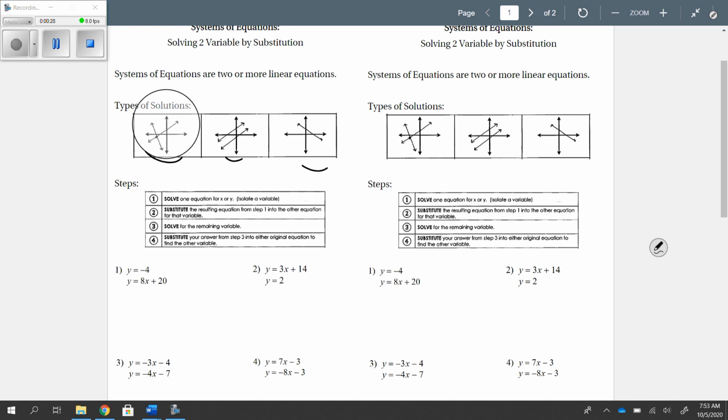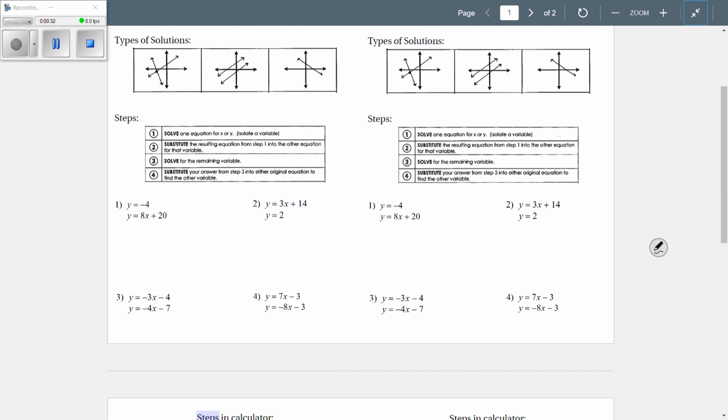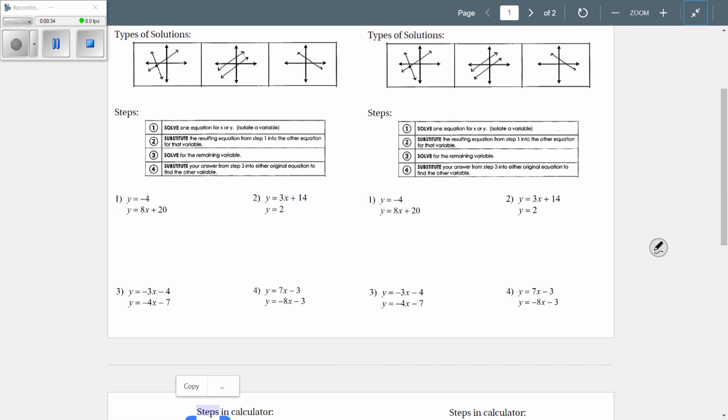So we follow the steps. We see there's 4 steps. We scroll down. Step 1 is solve one equation for x or y. Isolate a variable, which means get it by itself. Same thing we've been doing whenever we solve anything. The way you solve for it is to get it by itself. Then you substitute the resulting equation from step 1 into the other equation for that variable. That'll make sense in a second.